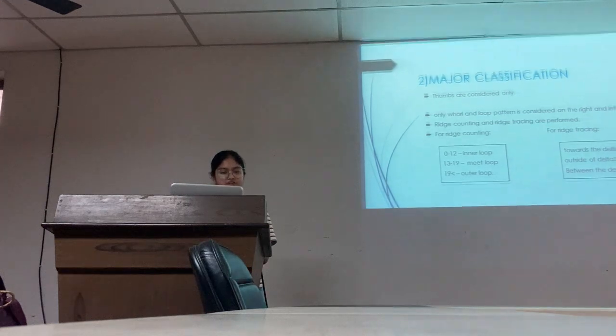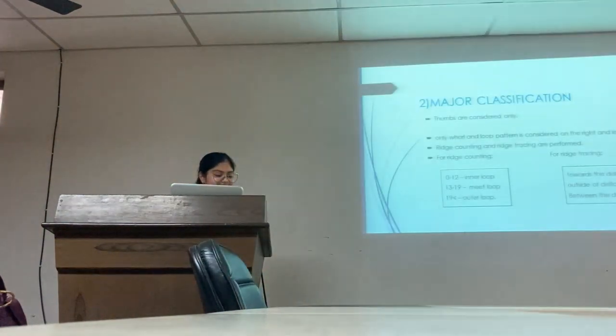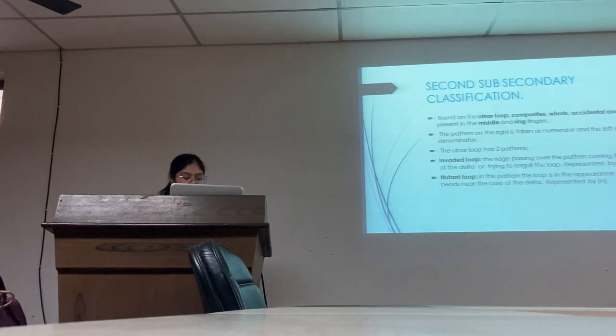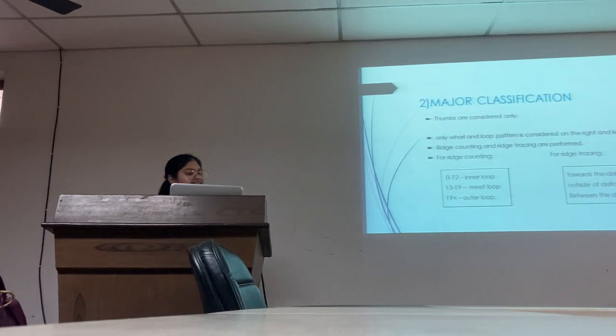Then comes the major classification. In major classification, only the thumb is considered. In this, loop and whorl patterns are both considered. We do ridge counting and ridge tracing. In ridge counting, if the count comes from 0 to 12, then we consider it as inner; 13 to 19 as mean; 19 and above as outer.